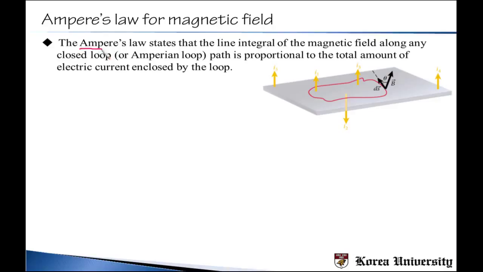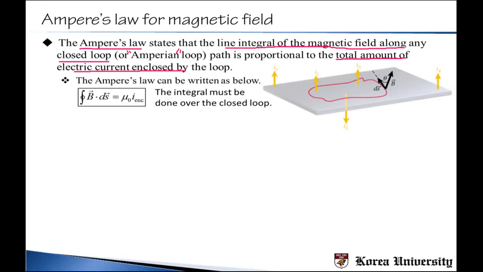Okay, this Ampere's law states that the line integral of the magnetic field along any closed loop, which we call an Amperian loop, is proportional to the total amount of electric current enclosed by this loop. Okay, this is what it's saying. Can you understand what it is? And we can also use the mathematical formula to show you that this is Ampere's law.